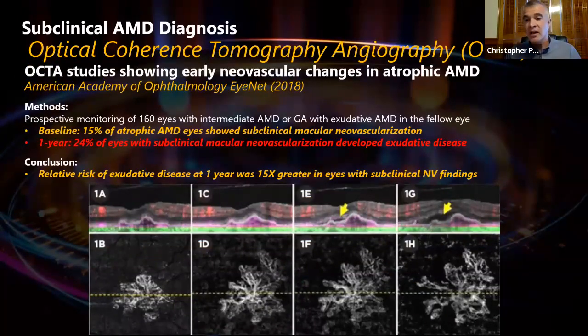So what becomes very challenging from a primary care optometry standpoint, if you don't have an OCTA, or if you're not measuring the superficial capillary plexus or the deep capillary plexus, is that even atrophic eyes, even eyes that appear to be atrophic, approximately 15% of them actually had some occult or classic neovascular nets beginning.